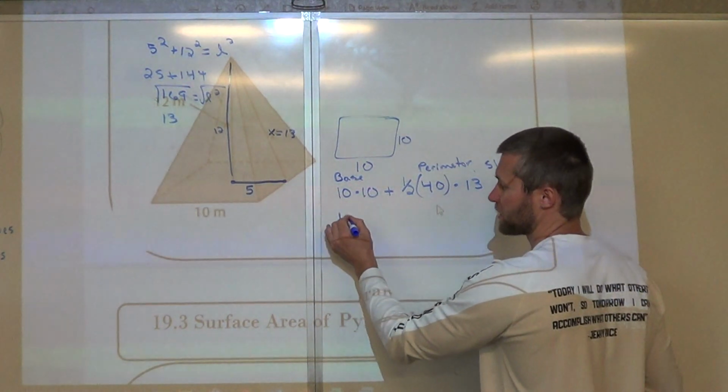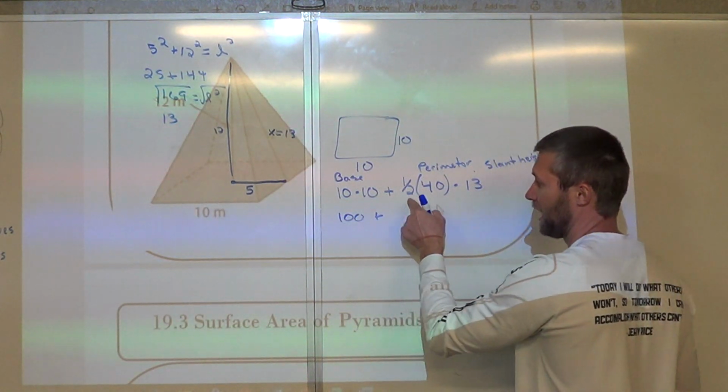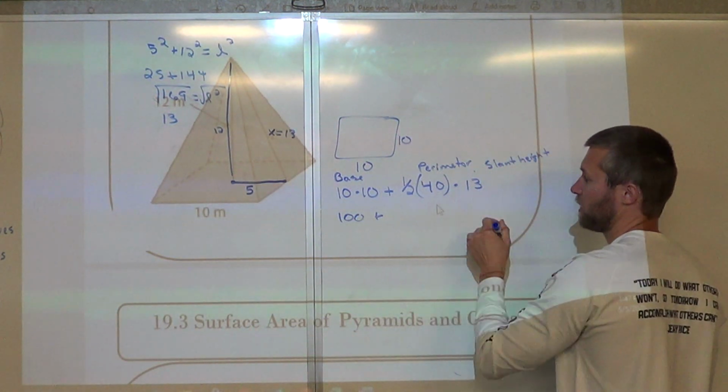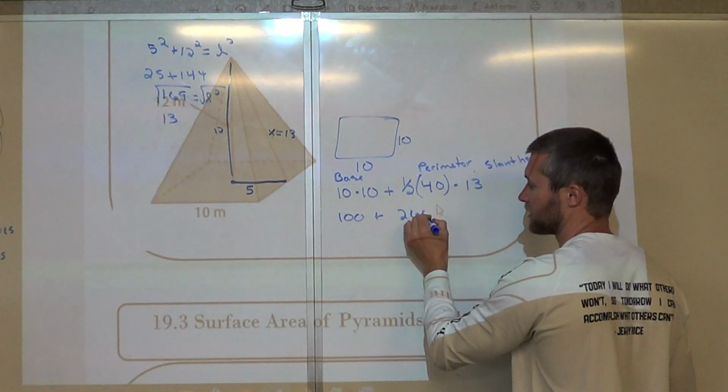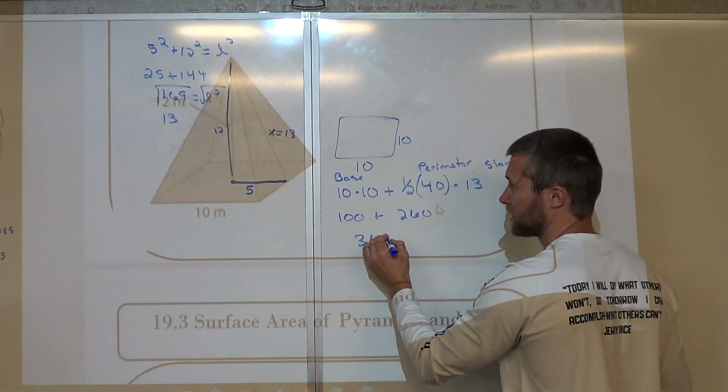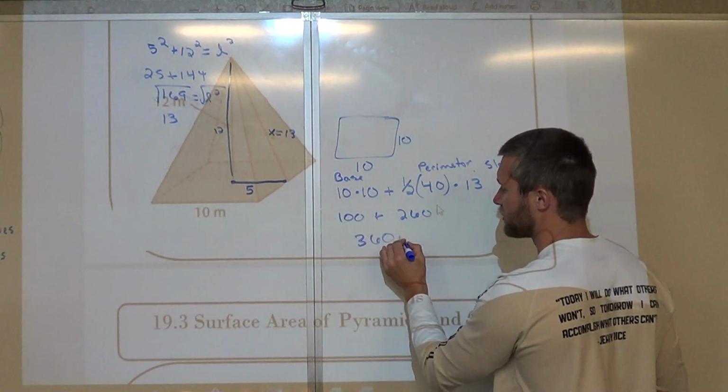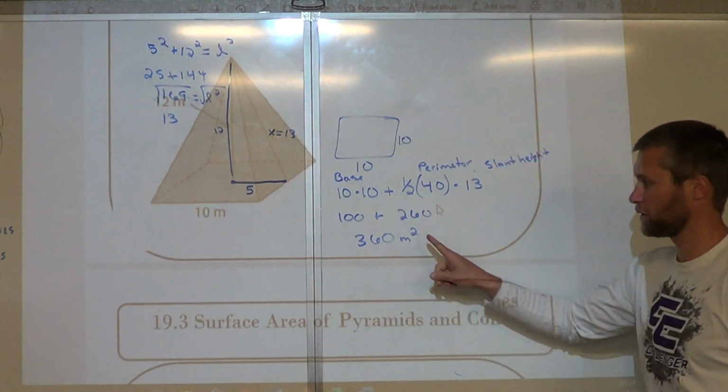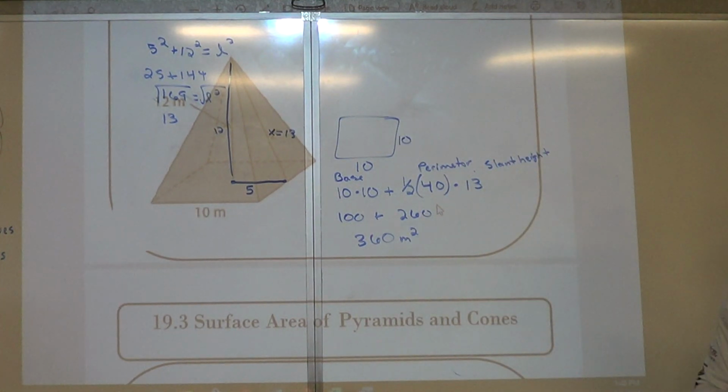So 10 times 10 is 100, plus half of 40 is 20. 20 times 13 would be 260. So this would be 360 meters squared. Make sure you always put your units squared as you look at it.